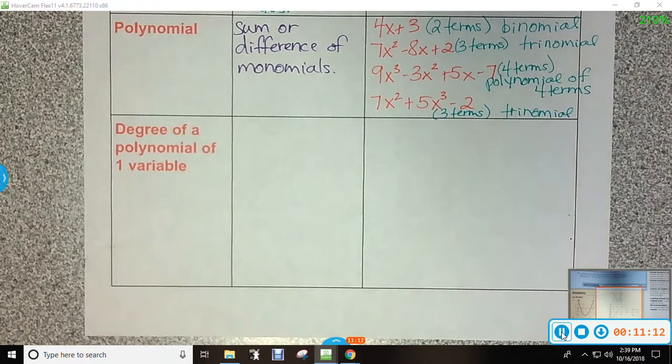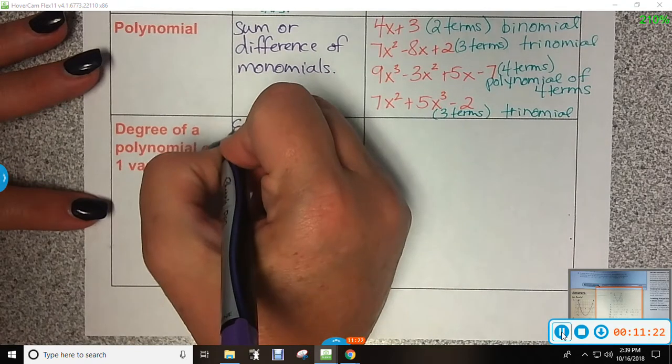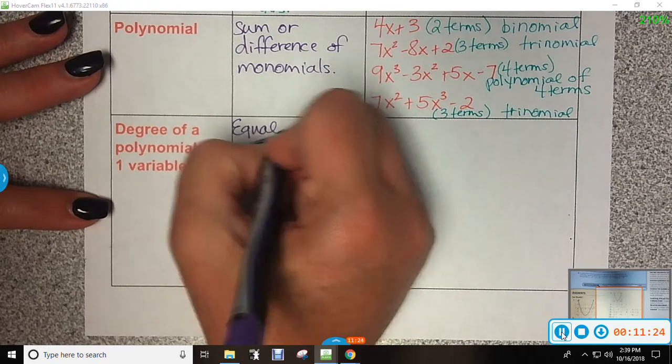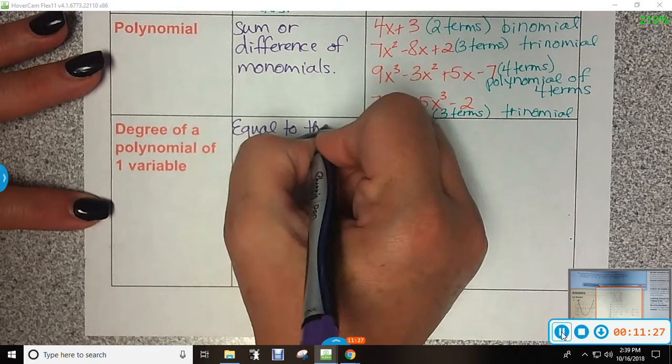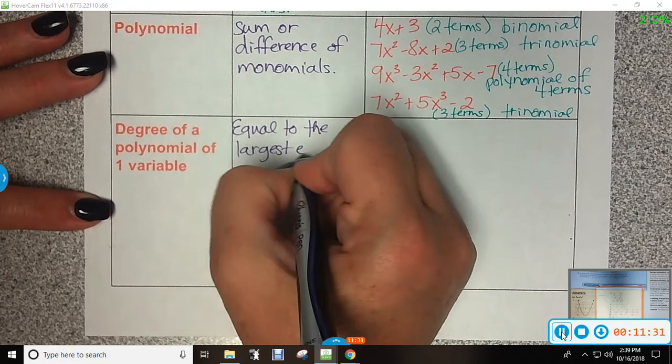Alright, so we already talked about the degree of a monomial. Now we're going to talk about the degree of a polynomial. And again, we're only going to deal with one variable. The degree of a polynomial is equal to the largest exponent for a variable.